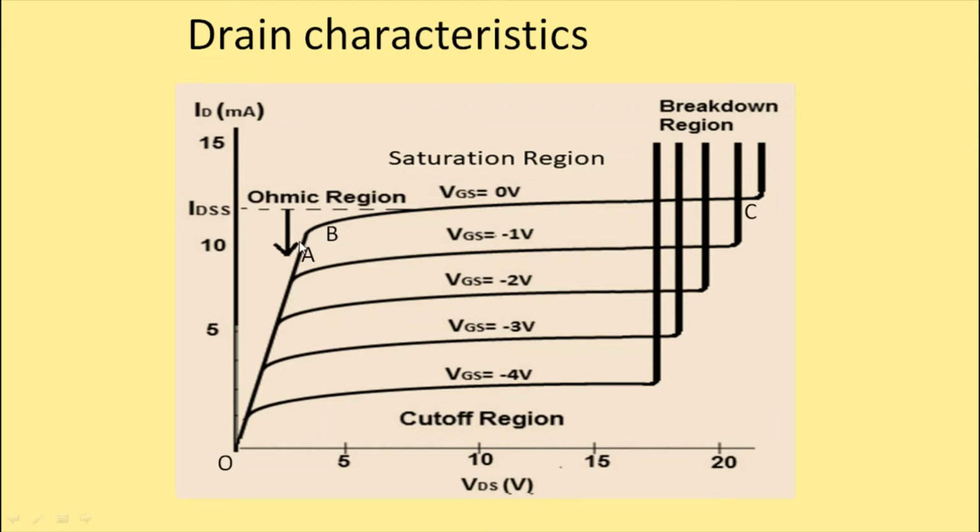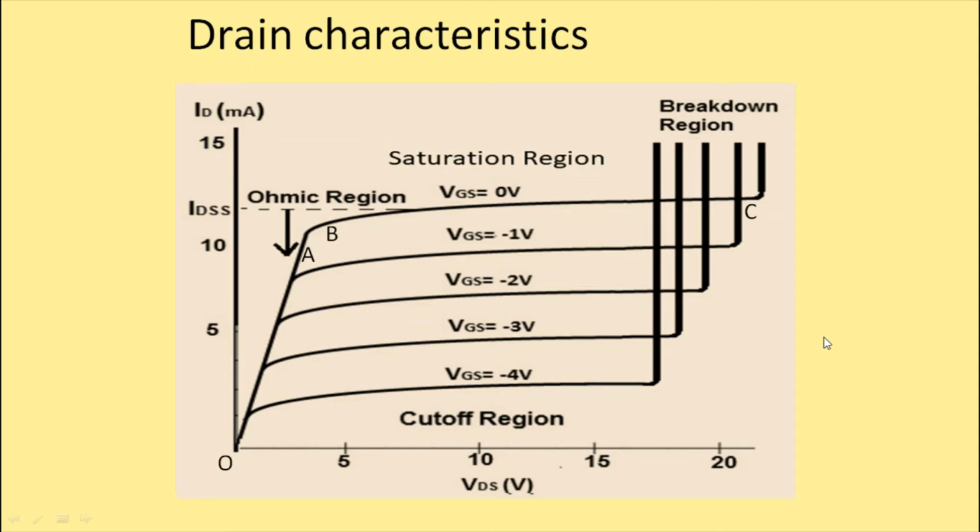And also there is another small region here which we call the plot between the points A and B. This is a nonlinear region wherein ID increases in accordance with the square law. And the region extends up to the point B, which is called the pinch off point. So this point B is known as the pinch off point.